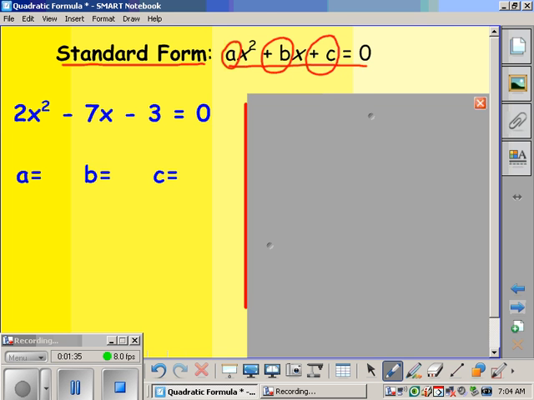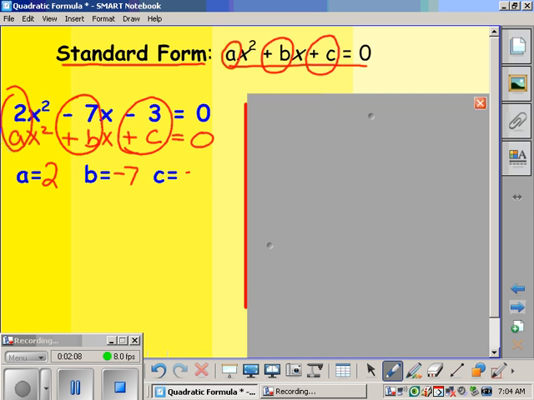So let's take a look at two quick examples and simply identify the a, the b, and the c. So in our first quadratic equation, 2x squared minus 7x plus 3, or excuse me, minus 3. If I go ahead and write the standard form of a quadratic equation below it, you can see that the a corresponds to the 2 because that's in front of the x squared. So our a is 2. We do not include the variables, only the numbers. Our b corresponds to the negative 7, and our c corresponds to the negative 3. So again, those would be the three numbers you would plug into the quadratic formula.